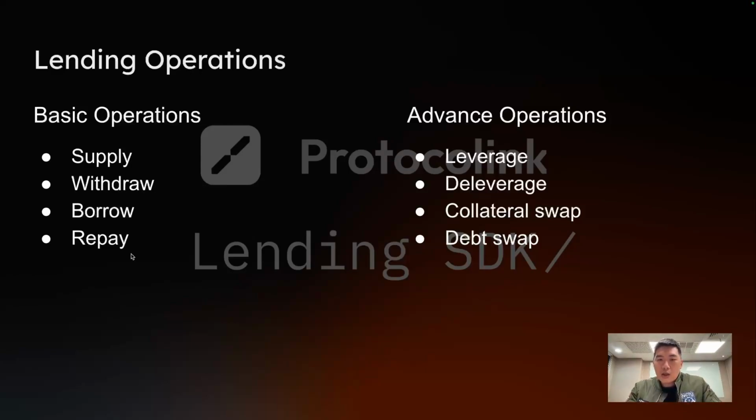Supply and withdraw are about putting in and taking out assets from the lending protocol. These assets can be used either as collateral or just as liquidity for other users to borrow, depending on the protocol's design. Borrow and repay, on the other hand, are about taking out a loan and paying it back.